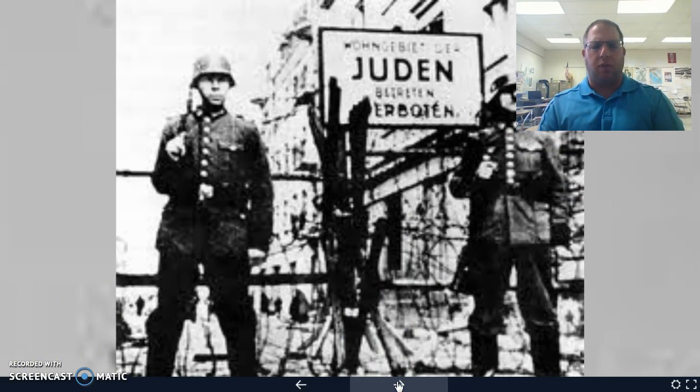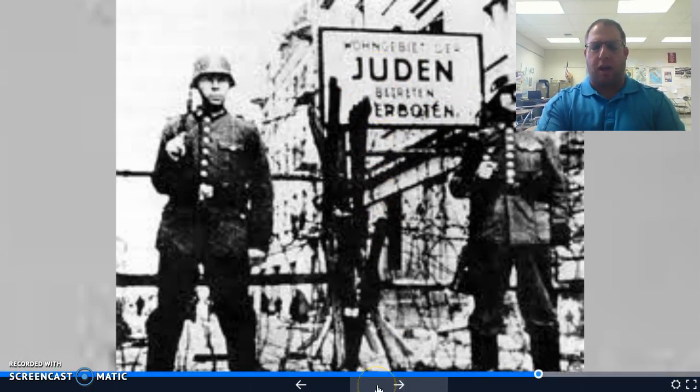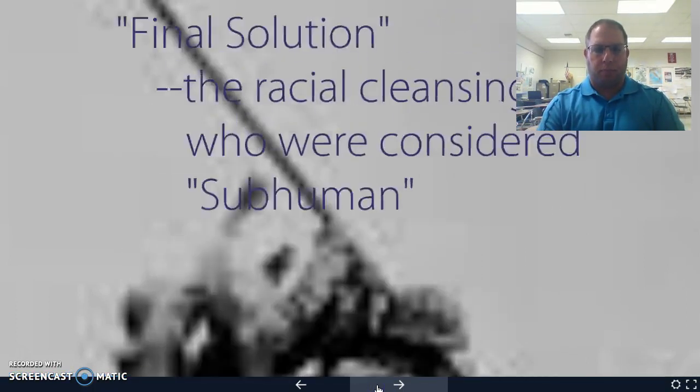Here's a picture of soldiers standing outside the Jewish ghetto section. You can see the word verboten here, forbidden. This was only for Jewish people to go into, and it was a really crummy section of the city, on purpose, of course, to really try to starve them out, to kill them out.